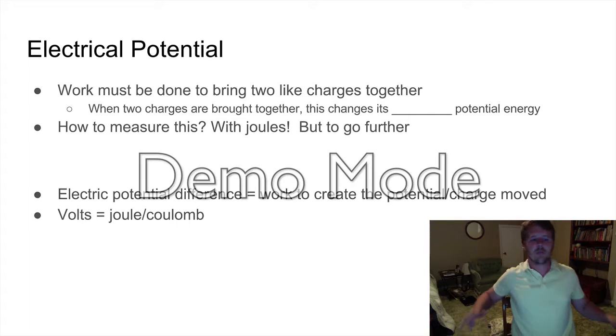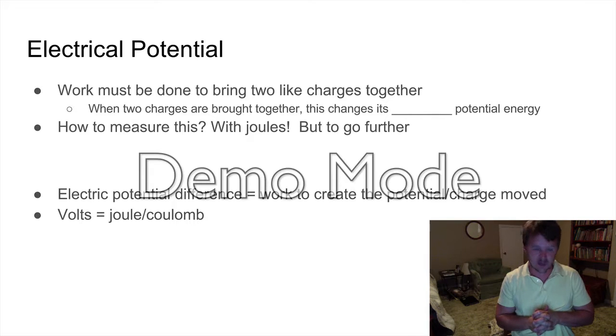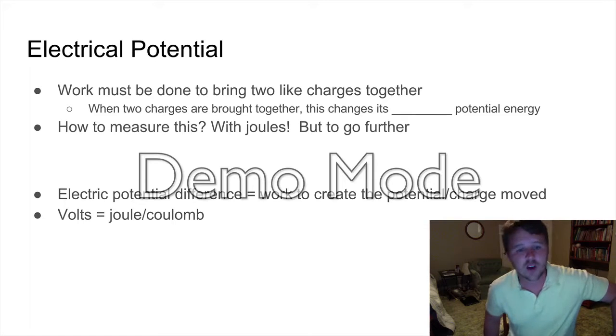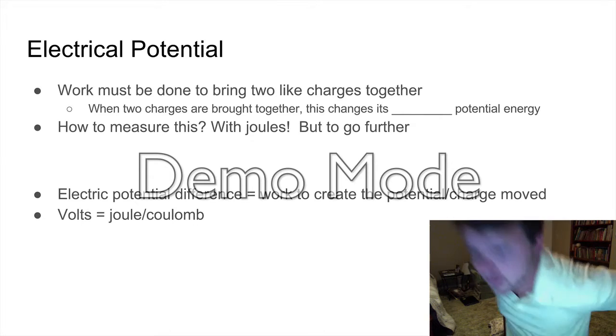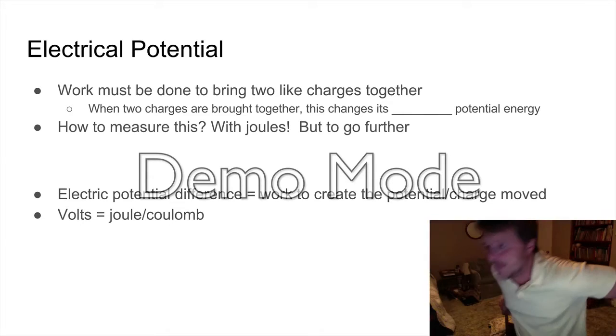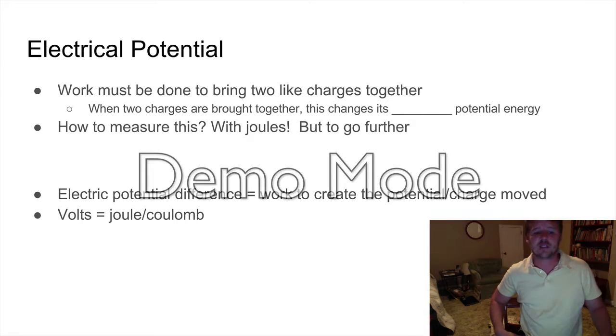Okay, now we're going to talk about energy, electrical potential energy. So when two charges are brought together, this changes its potential energy. How do you measure this? With joules. But when we talk about energy, we take it a step further and we go joules per coulomb.